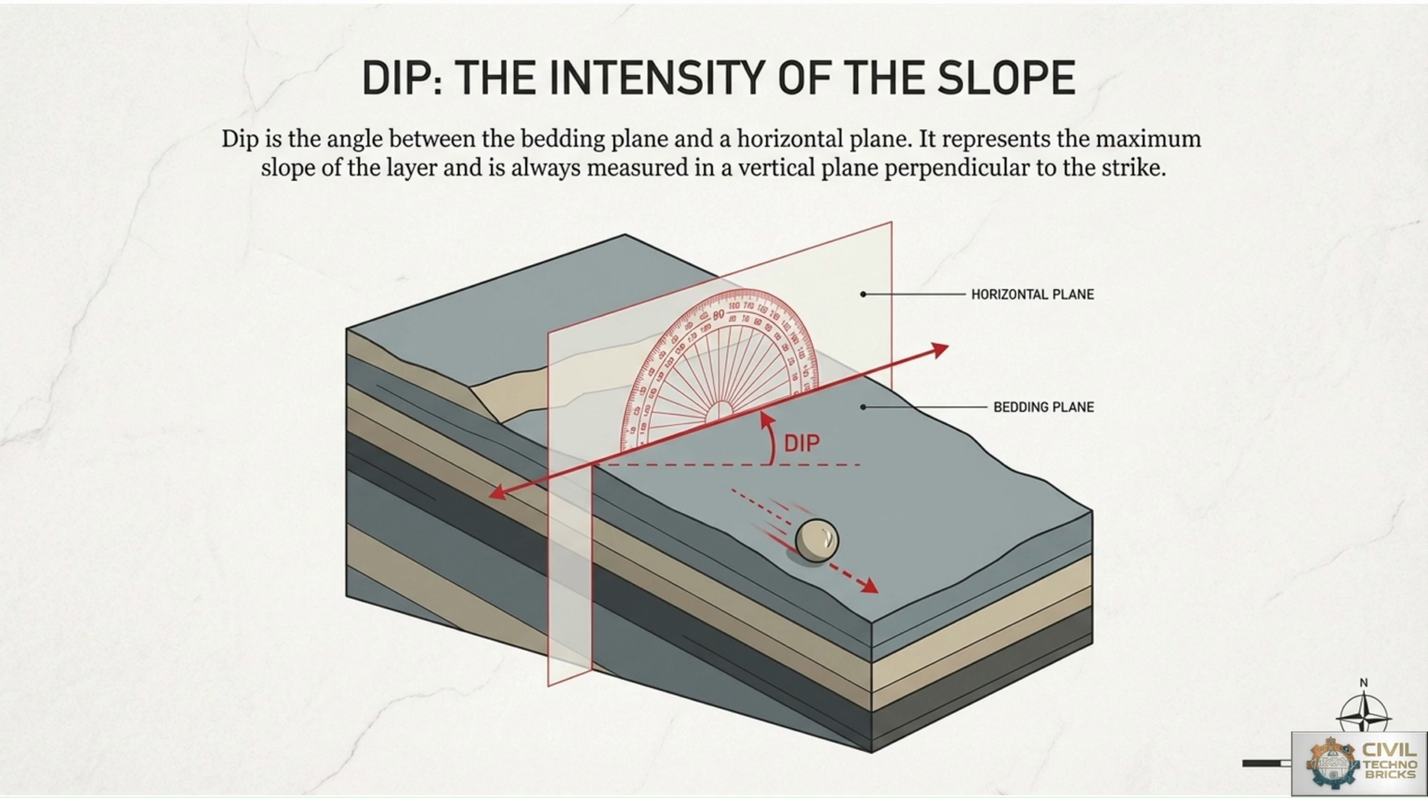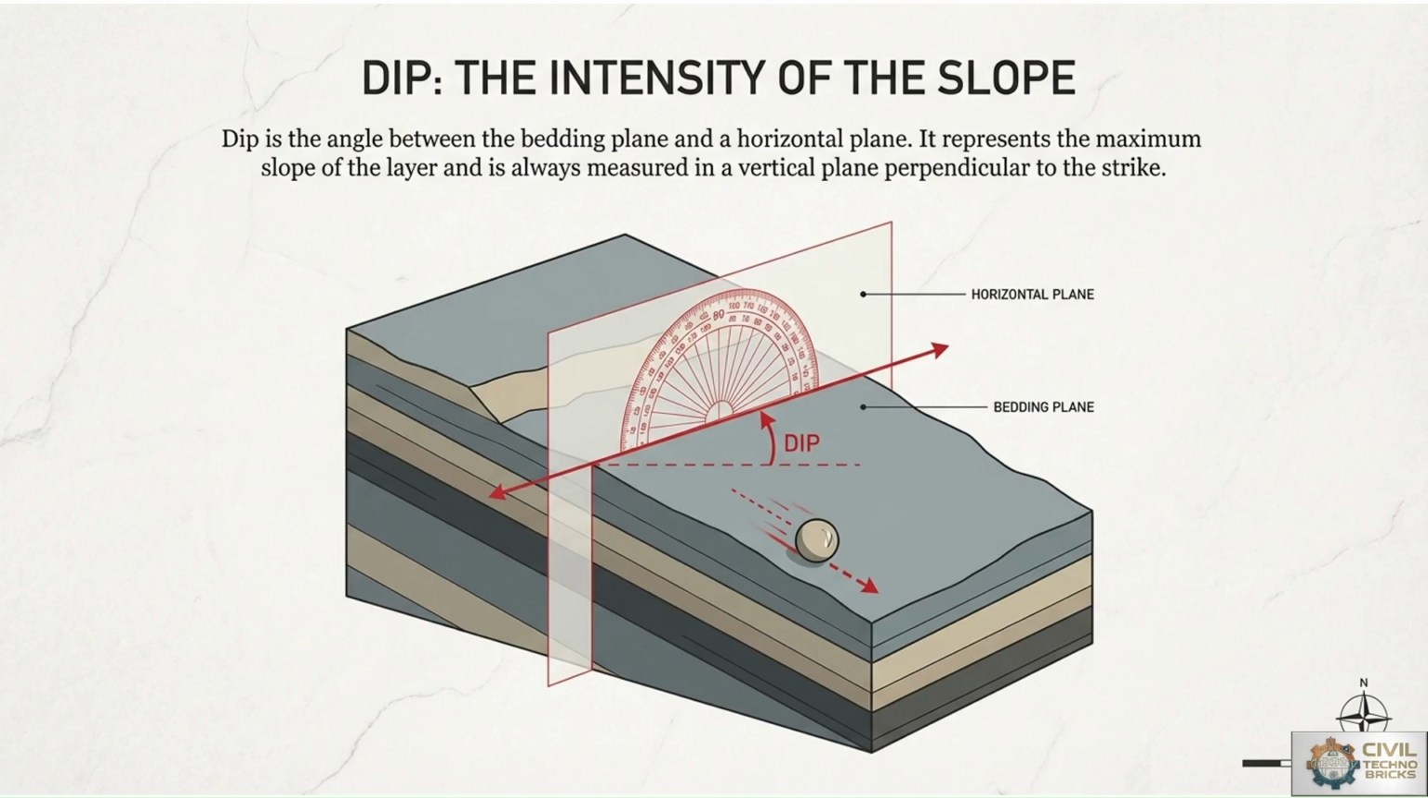The dip, the intensity of the slope. So dip is the angle between the bedding plane and a horizontal plane. Dip is the angle between the bedding plane with reference to the horizontal plane. So horizontal plane is shown where protractor is there and bedding plane is there. So with reference to that bedding plane, we have to measure the angle with reference to the horizontal plane. So it represents the maximum slope of the layer and is always measured in a vertical plane perpendicular to the strike.